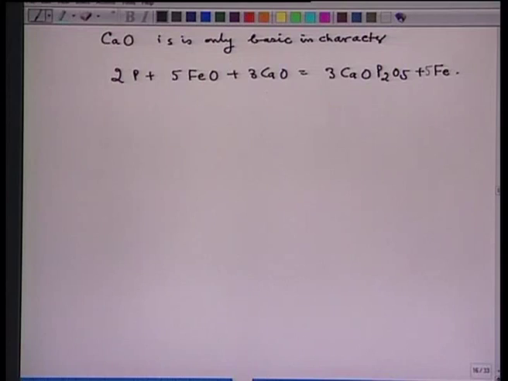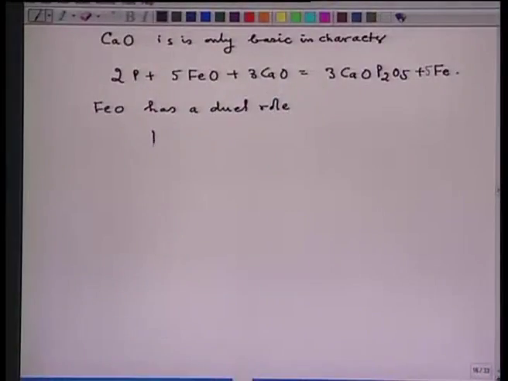Now, in this particular reaction, FeO, though it supplies oxygen for reaction with phosphorus, also plays the role of a base. So, FeO has a dual role, as I pointed out: oxidizing as well as basic, but a weaker base than calcium oxide. So, if at any point of time in the reaction FeO replaces calcium oxide, then dephosphorization will decrease, because FeO is a weaker base than calcium oxide.